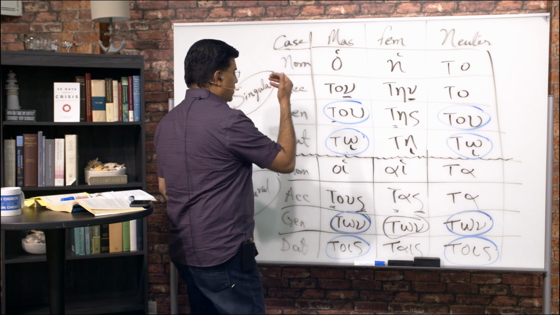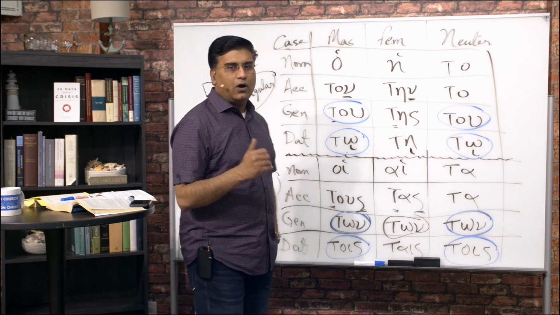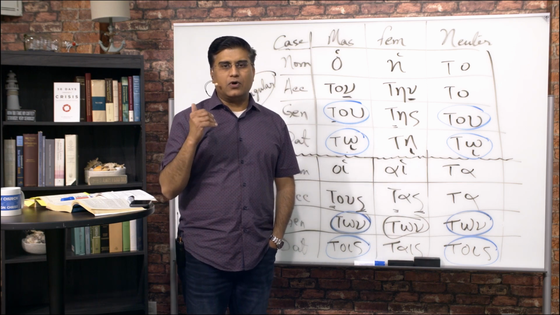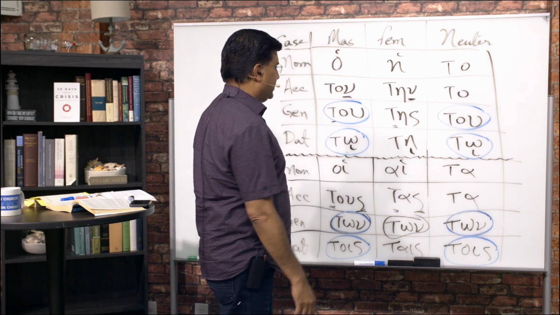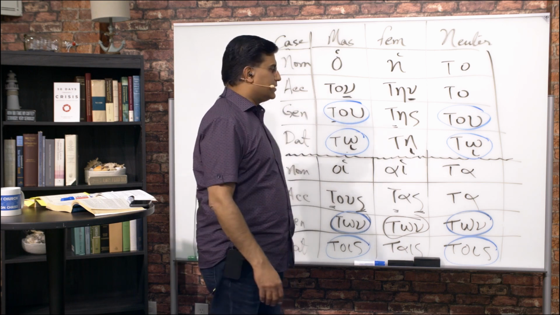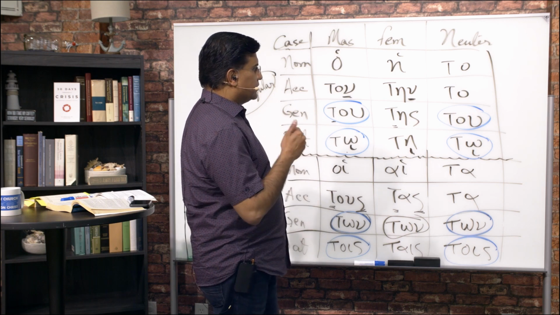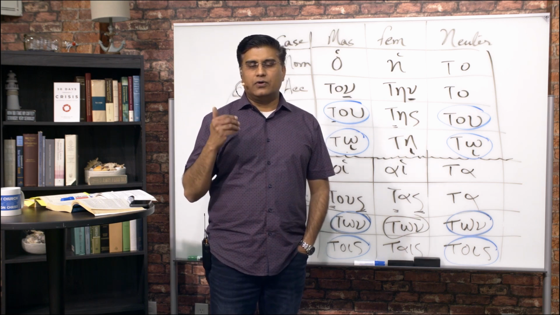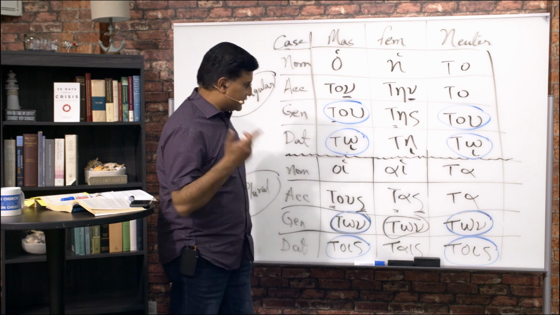So, ho, hoi, ton, tous, tou, tōn, tō, tois. Ho, hoi, ton, tous, tou, tōn, tō, tois. And then, hē, hai, tēn, tas, tēs, tōn, tē, tais. Say it out again and again. To, ta, tou, tōn, tō, tois. And say it again and again. So let's try it one more time.